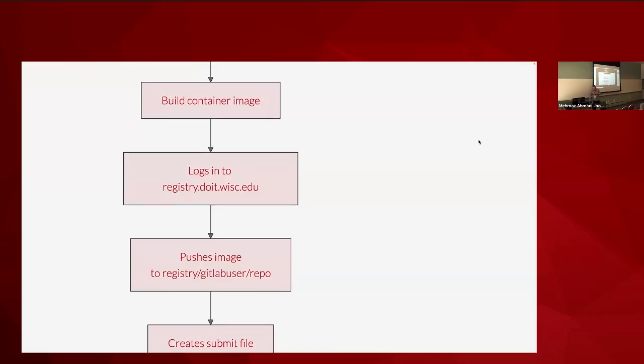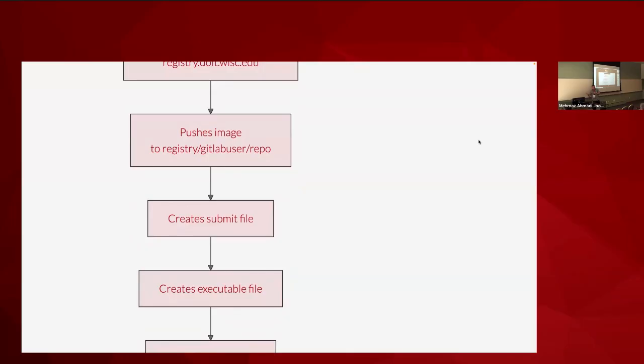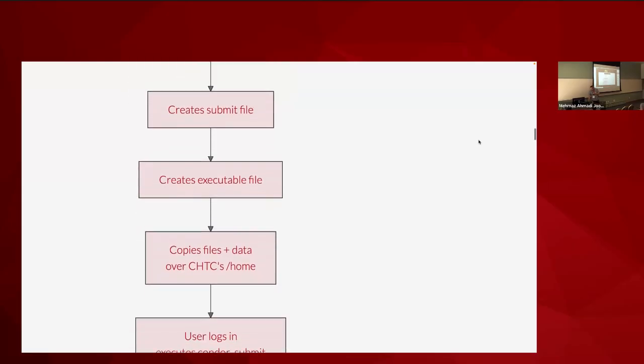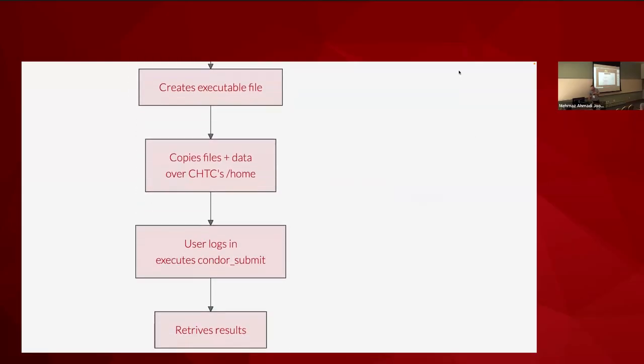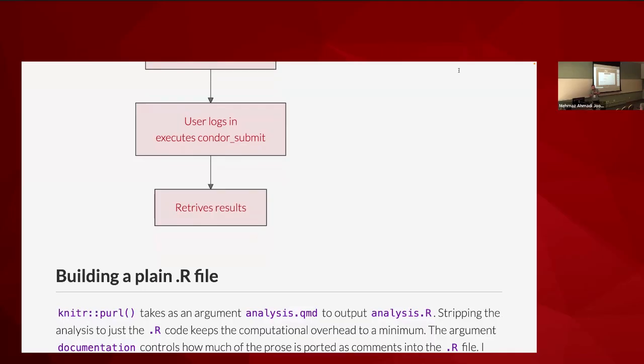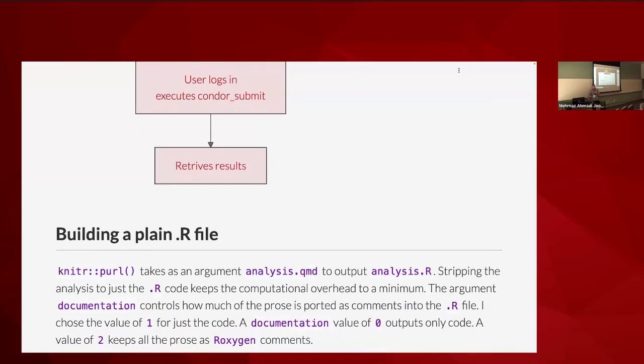registry.doit.wisc.edu, our GitLab instance. It's going to push that image to the registry. It's going to create the submit file, the executable file. It's going to copy all those created files to the submit node at CHTC. You have to log in and run condor_submit on your file. And then this ends by retrieving the results back onto your laptop.